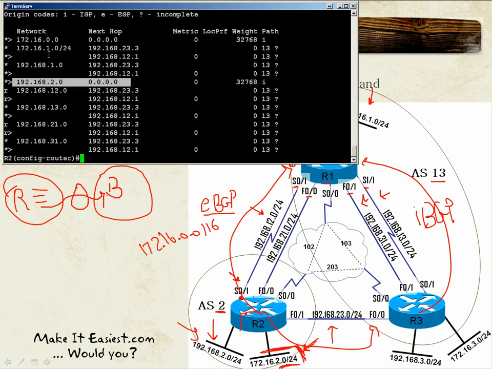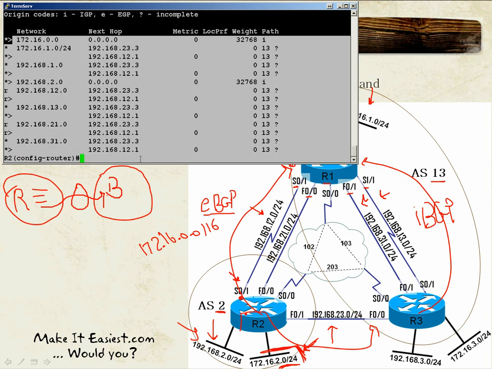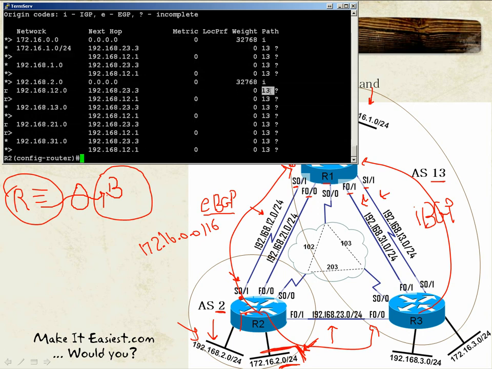And as we can see, we have networks being received from autonomous system 13. Some of them have the R code, which means that these prefixes failed to appear in the routing table using information from BGP, probably because of the lower administrative distance of other sources.